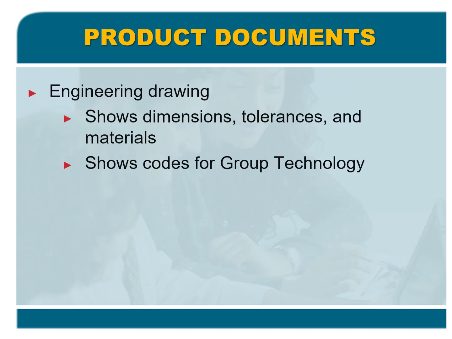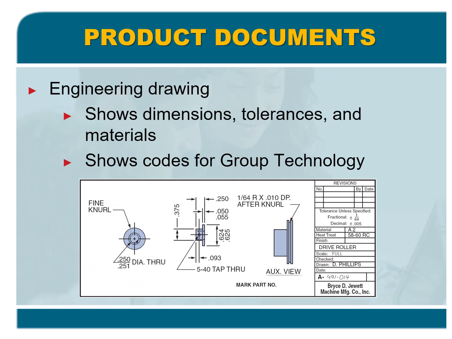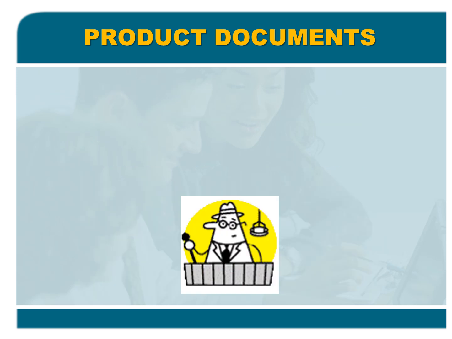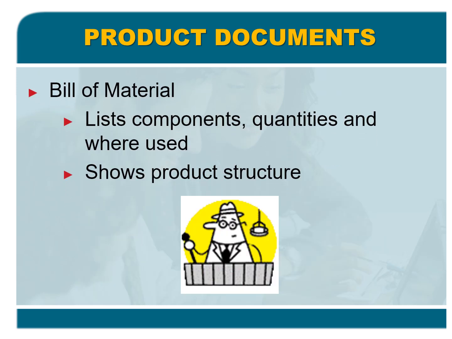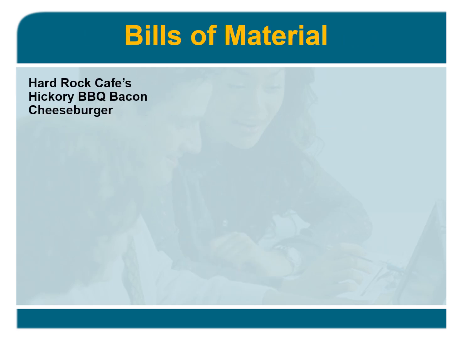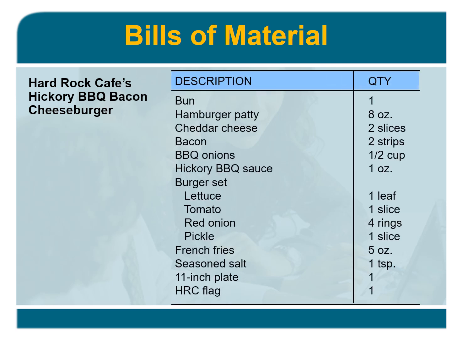Product documentation. An engineering drawing shows dimensions, tolerances, and materials, and shows the codes for group technology. A bill of material lists the components, quantities, and where they're used, and shows the product structure. Here we have a bill of materials from Hard Rock Cafe's Hickory Barbecue Bacon Cheeseburger. This is everything that goes on it and how many of each. You'll notice like 2 slices of cheese, 2 strips of bacon, 5 ounces of fries, etc.